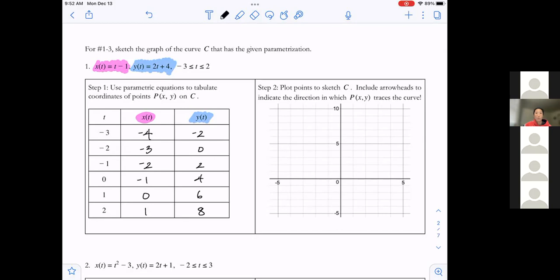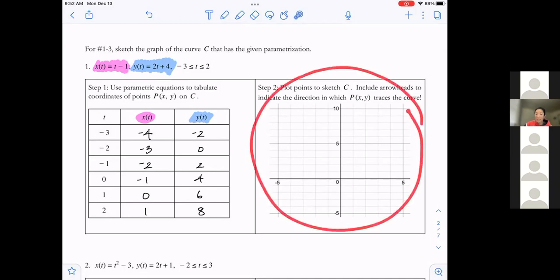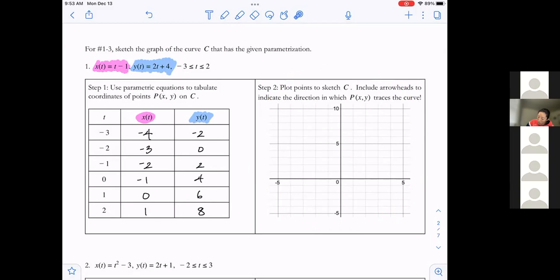All right. So we're almost thinking about a very first time we started learning about plotting XY points, right? We've got a table, we fill in some values. All right, so I'm going to plot some points so that I can see what curve C looks like. All right, and so the first point I'm going to plot is the -4, -2.